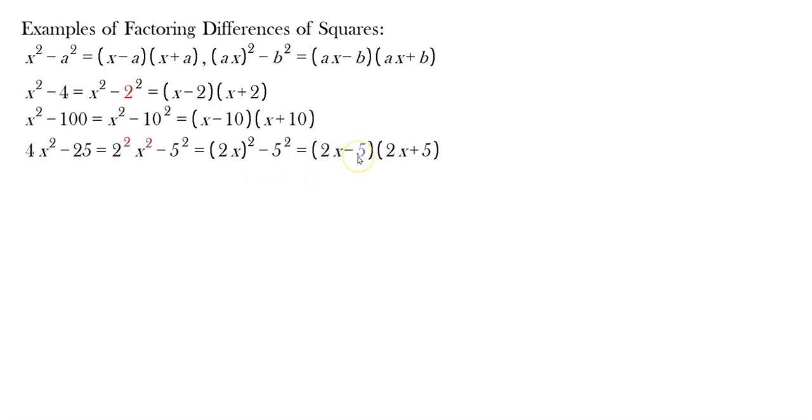2 and 5, no common factor. X is only present in one term, so that's it. This part is done. The 2 and the positive 5, again, no common factor, so it's done. That's it. These are as simple as you can make them. Let's look at the next example.